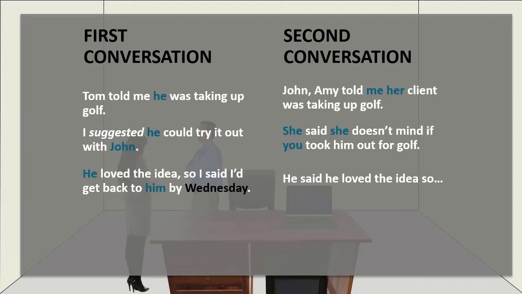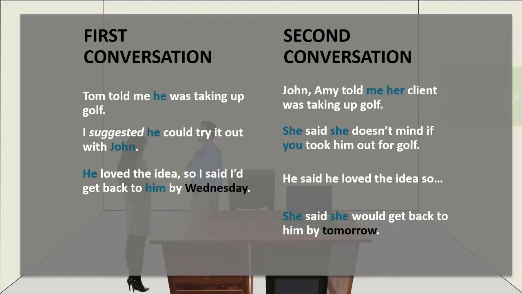And he's always been talked about between Leah and Amy and between John and Amy. He always stays third person. She said she, again, she and she refer both to Amy. She said she would get back to him by tomorrow. So Wednesday shifted to tomorrow. Now, hopefully you were able to keep track of all the different shifts and pronouns. I know pronouns can be a difficult thing in English, and it's especially important when we're doing reported speech.